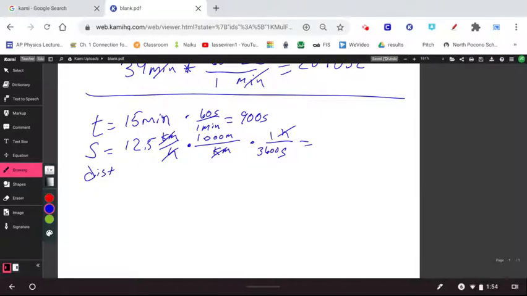So when we do this, we get 12.5 times 1,000 divided by 3,600, and we end up with, I entered that in my calculator wrong, 3.47 meters per second. Okay, so from there, let's solve for distance. I'll give you a second to solve for distance.